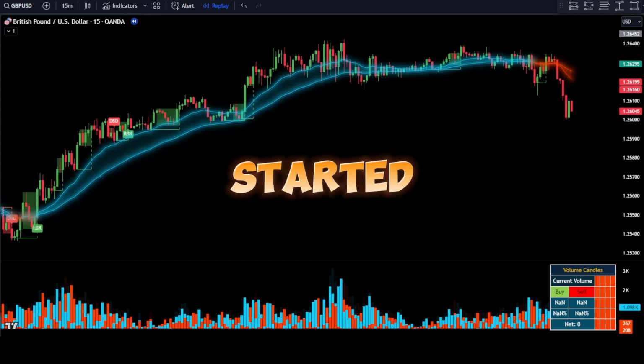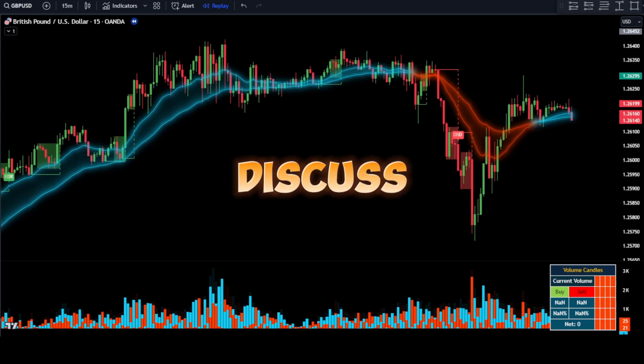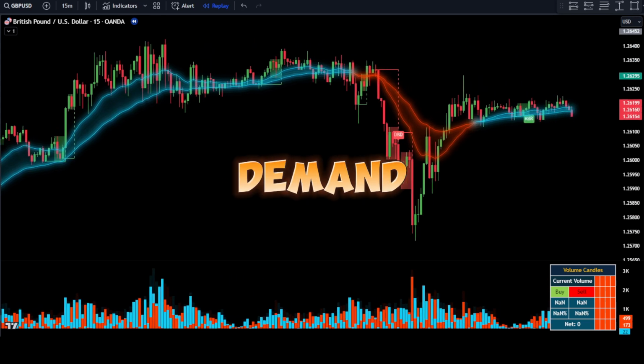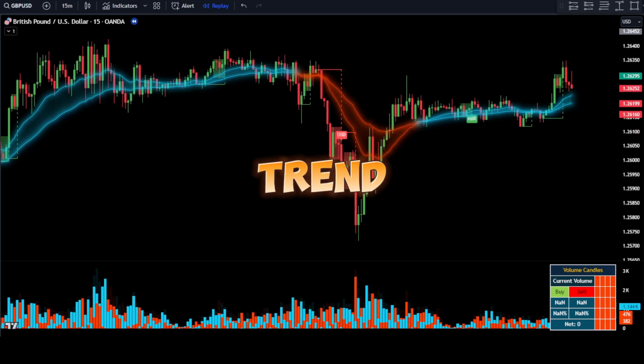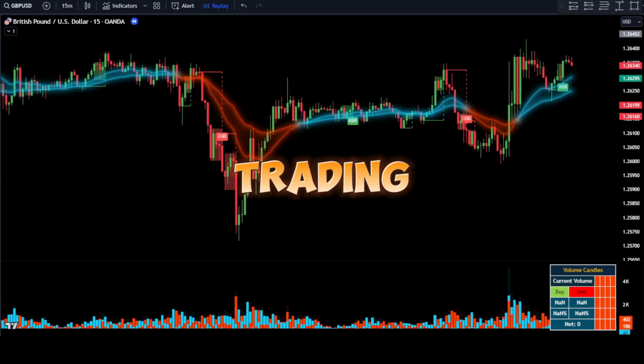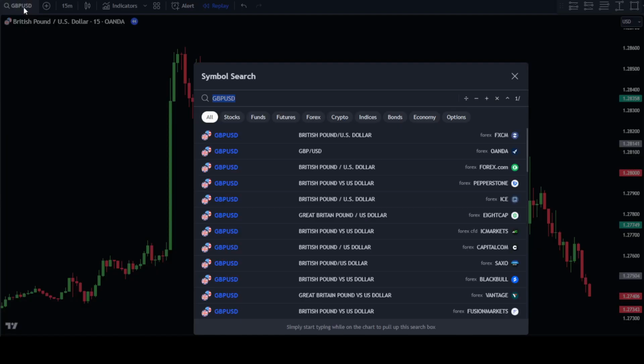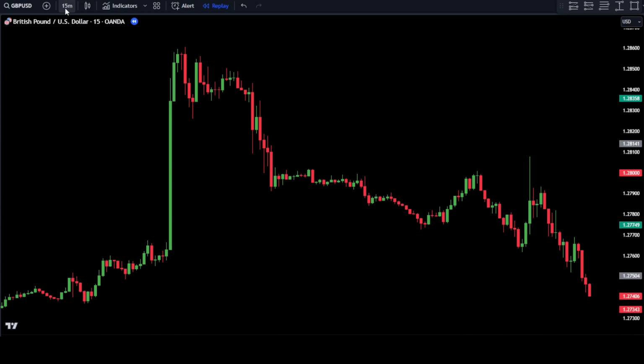Let's get started. The supply and demand scalping strategy that we will discuss this time will use the supply and demand method combined with volume and the trend formed in the market. To use this scalping strategy, you can go to Tradingview. In this example, we will use the GBP/USD pair. Now, set the pair to GBP/USD. Then set the time frame to 15 minutes.